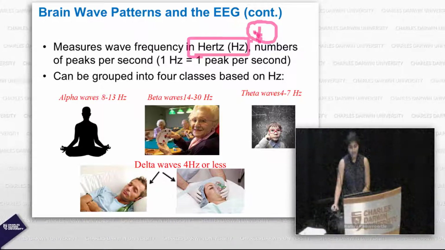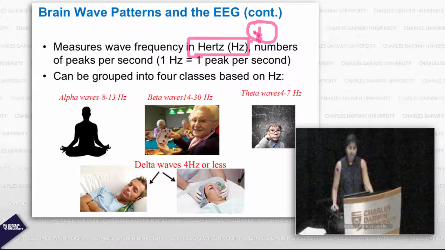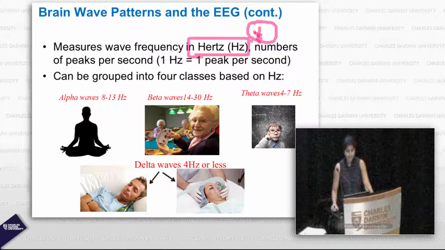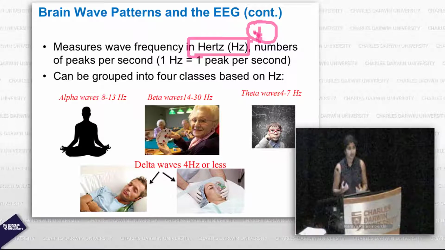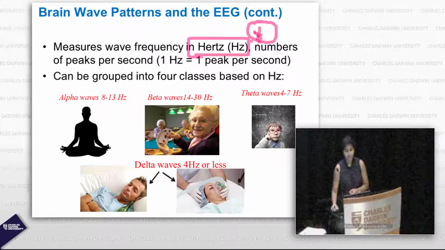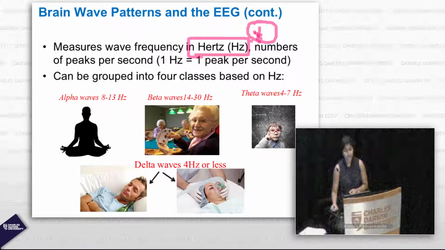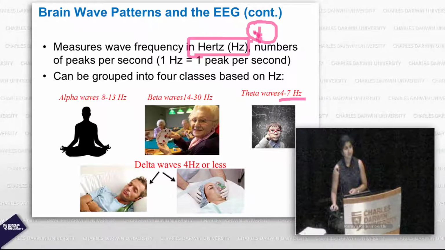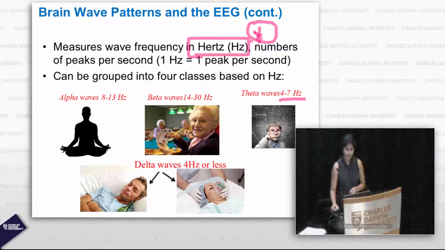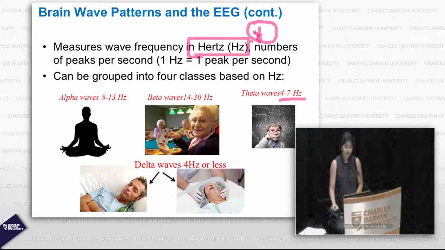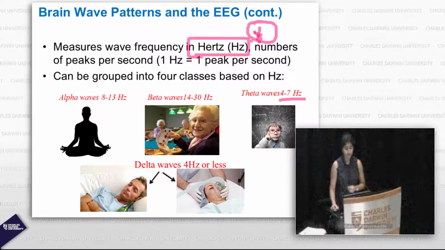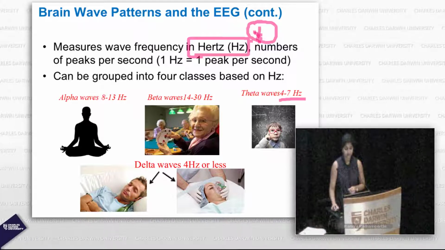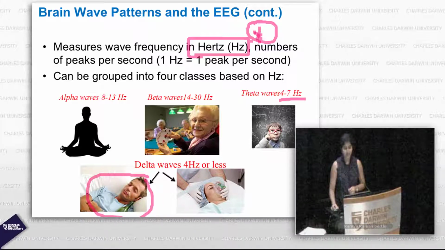Beta waves are present in people who are alert and active. Theta waves are in the frequency of 4 to 7 hertz, and they are very common in children. Then your delta waves are 4 hertz or less, and these are more prominently present when you enter into deep sleep, in a deep sleep cycle, or when someone is under the influence of anesthesia.